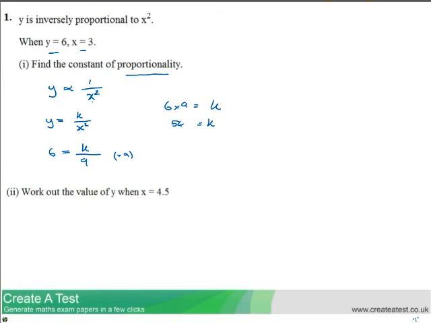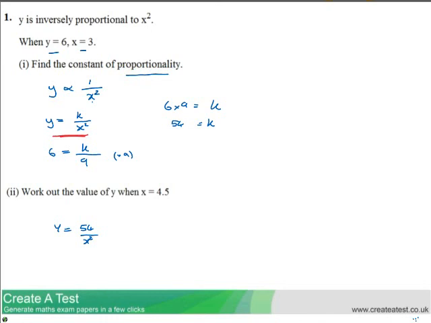Now what we're going to do is, that is a constant of proportionality, use that information. The second part of the question says, work out the value of y when x equals 4.5. So y equals, and we know what k is now, so going back to the formula all the way up here, we're going to change that because we know what k is, so it says 54 over x squared. K is constant and k is 54.